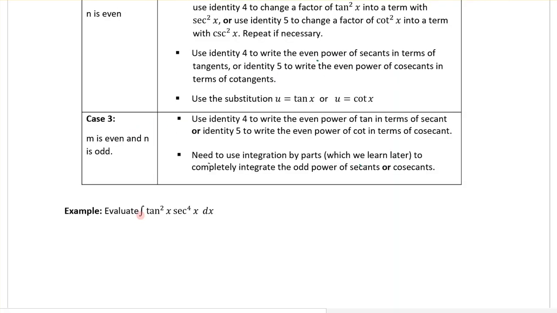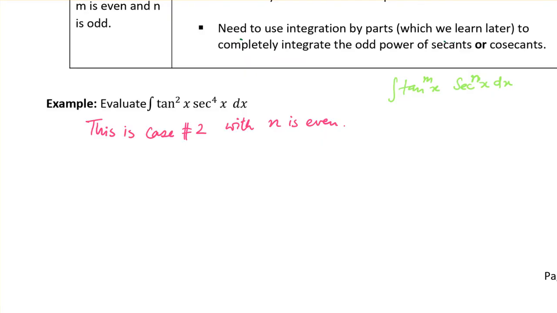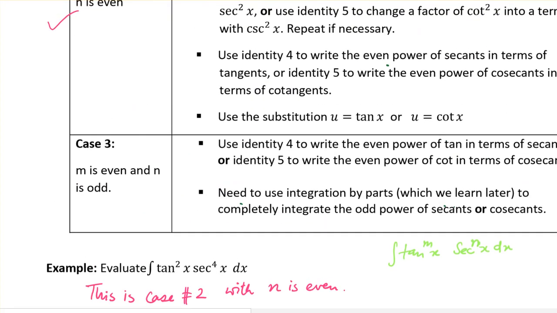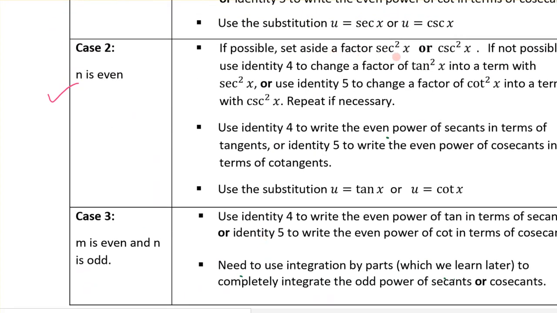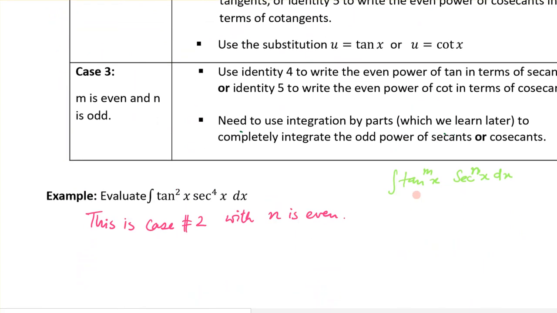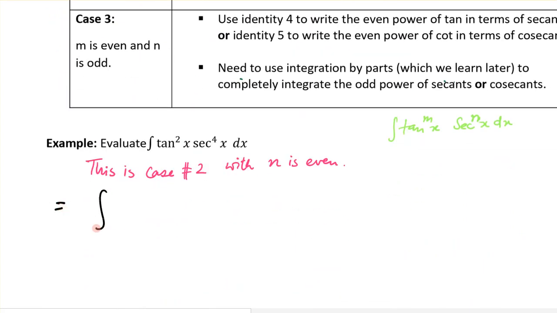So here we notice that our n is even, or the power of secant is even, which is 4. So it means this is our case number 2. As mentioned in the method, if possible, set aside a factor of secant square x. So in this case, we can rewrite this as tangent square x, and secant 4x, I'm going to write as secant square x, secant square x dx. So I'm setting aside this factor secant square x.